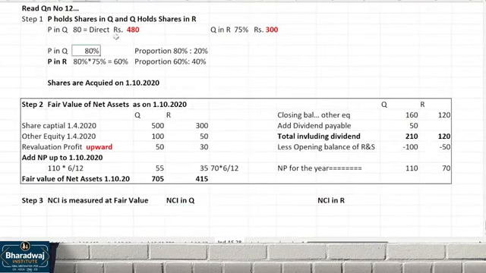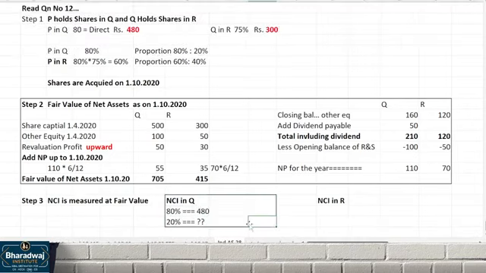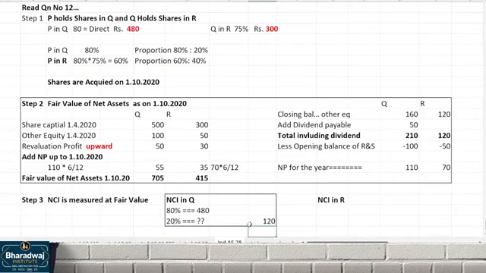Simple. If 80% is 480, you put that. If 80% is 480, then how much for 20%? How much, if you cross multiply? This is the NCI in Q. How much? 120. How to work out NCI in R?